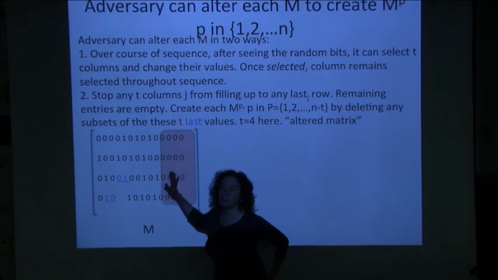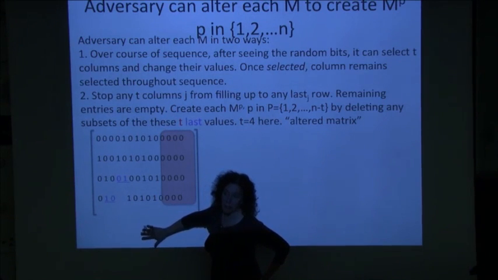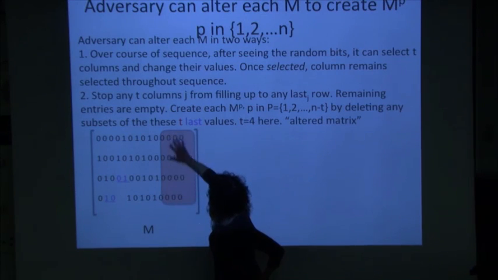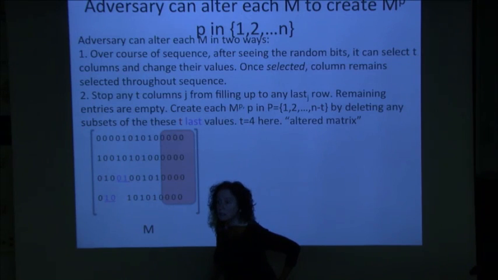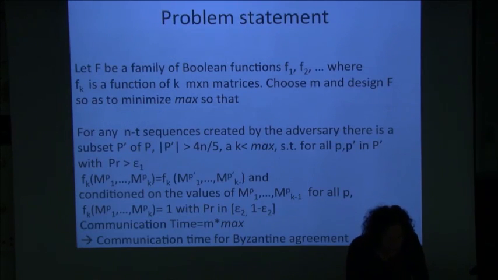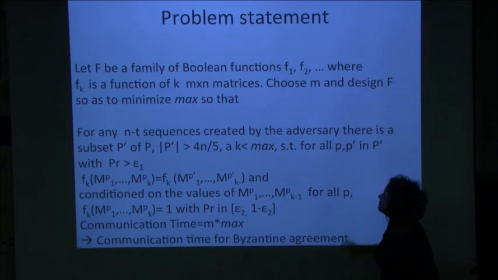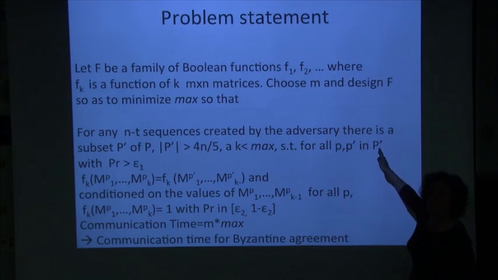So there's two things the adversary can do. It can take each matrix, one at a time online, and it can alter any values in its selected columns. They will be the same for each of the n minus t altered sequences of matrices. Let me go through this and then come back. The goal is to design these functions. Each function takes a longer and longer sequence of matrices as its input.